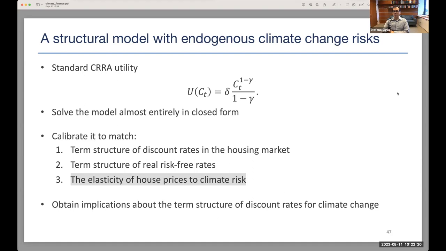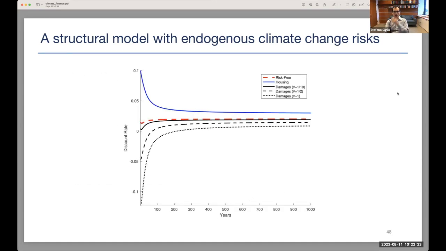Okay, great. So maybe I can finish with this model and then we can take a break. I just want to give you a little bit of a sense of what the output of this model is. Okay, so one of the outputs is the following.